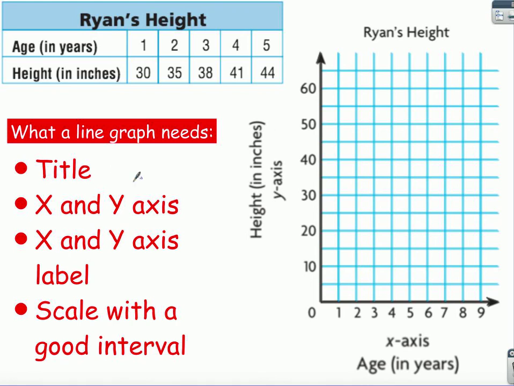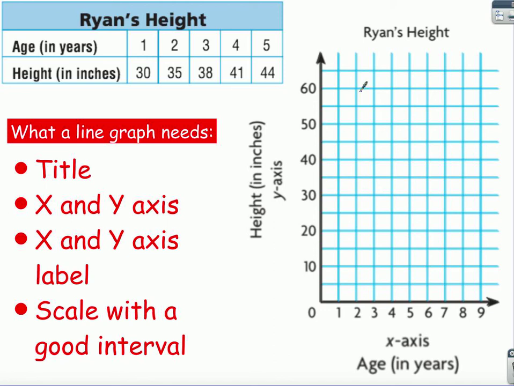So when we make a graph, there are a few things that we have to have before we start. The first thing is a title. You'll see here that Ryan's height is the same name as the data here, so we put Ryan's height at the top. You need to have an X and a Y axis. The X is horizontal, the Y is vertical, and we always have an arrow at the end to show that it goes on and on and on. Then an X and Y axis label, so we have to show what each axis is representing in our data.